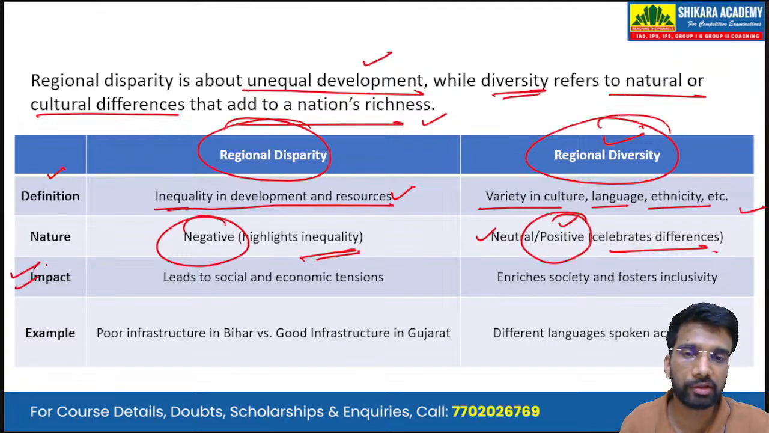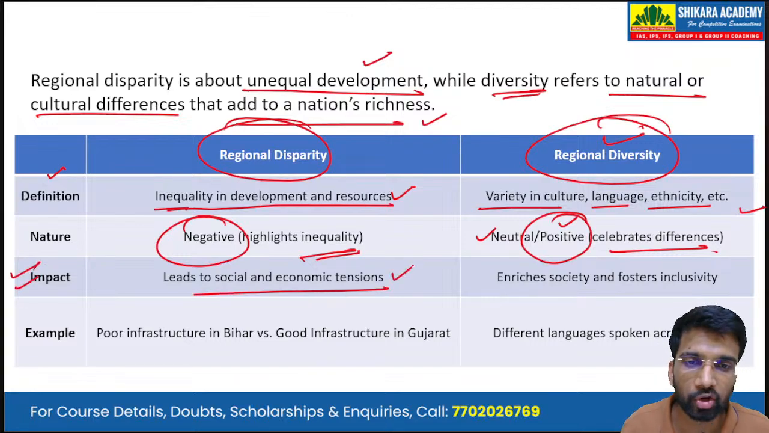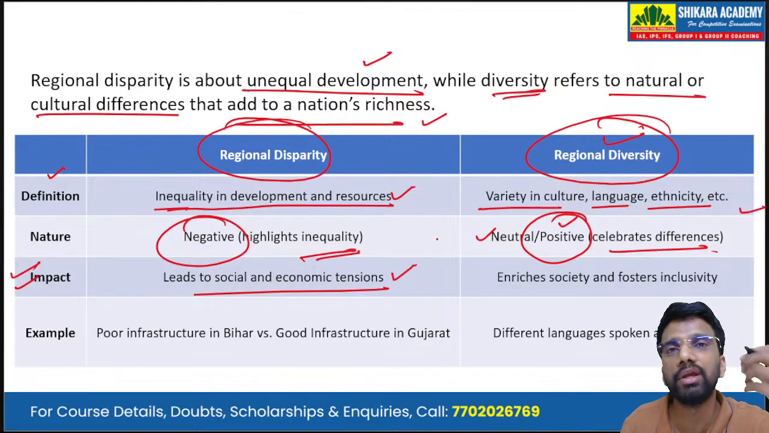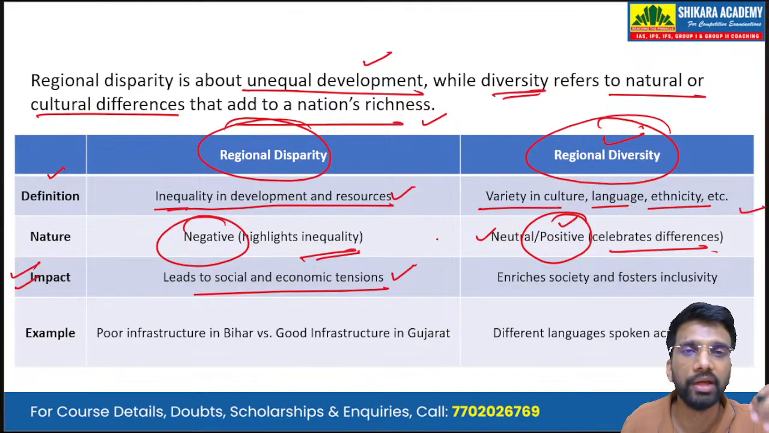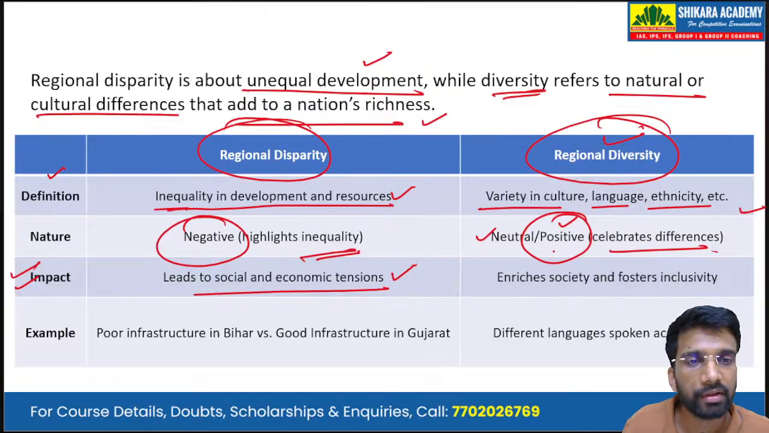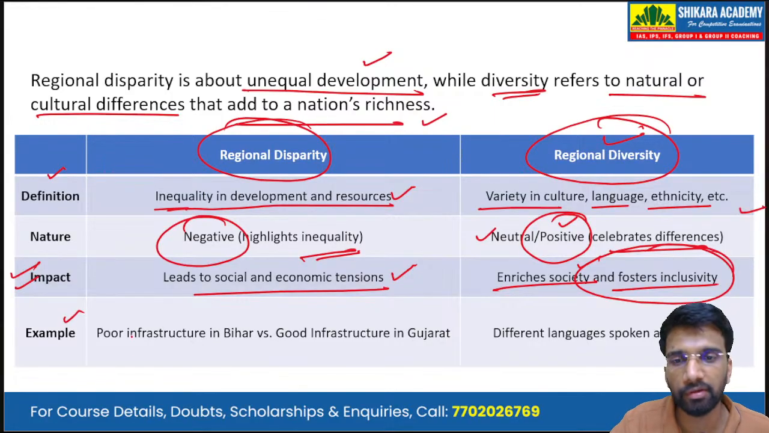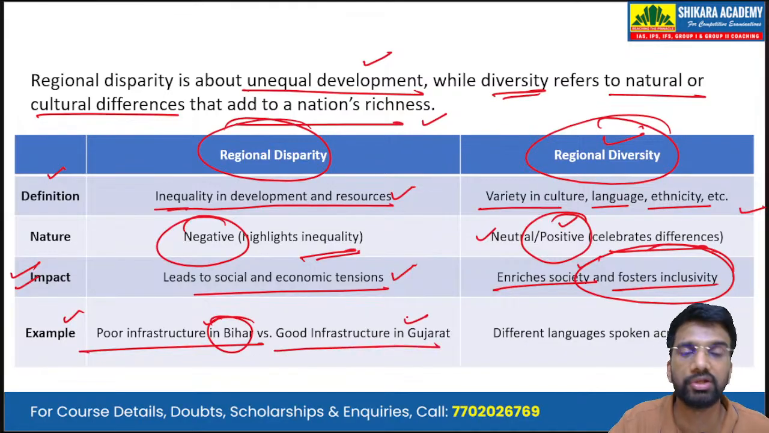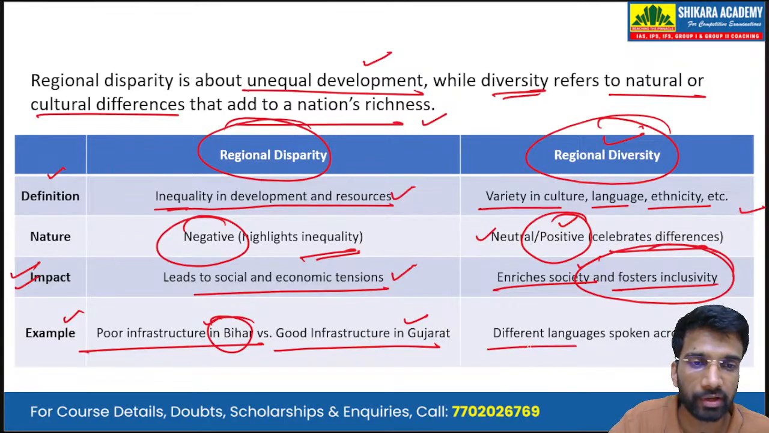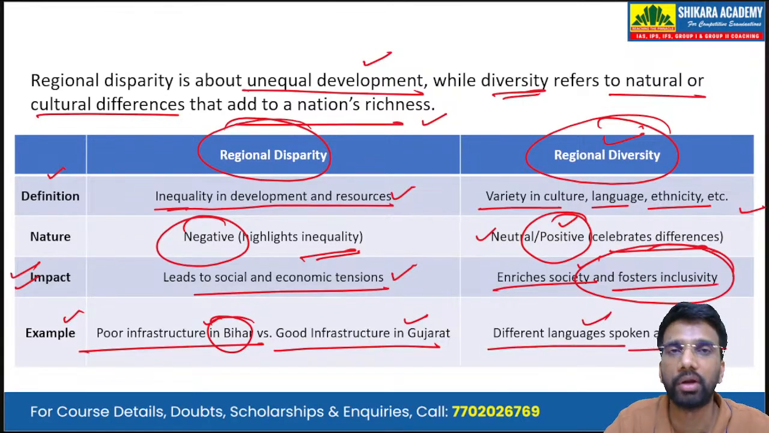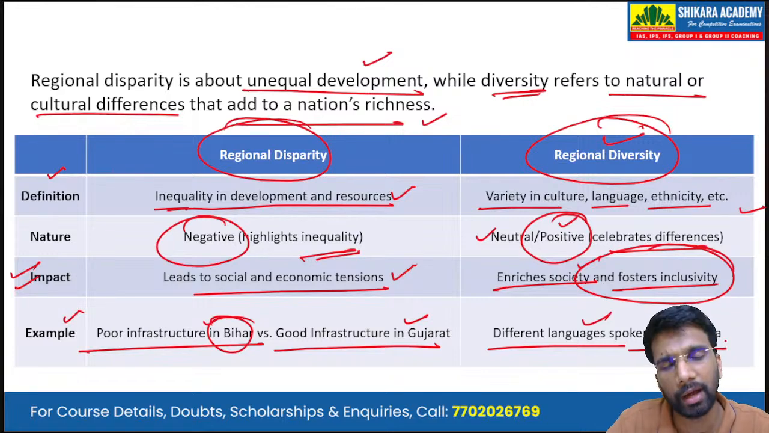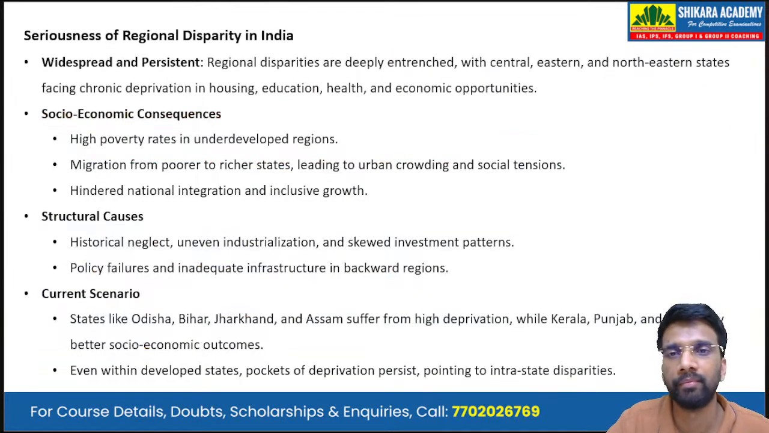Then, the impact of regional disparity is that it leads to social and economic tensions between the states, between the regions, or between the areas within the same states. The regional diversity enriches society and it fosters the feeling of inclusivity. For example, we can take the poor infrastructure in the state of Bihar versus good infrastructure in the state of Gujarat. For regional diversity, an example we can take is the different languages spoken across India or the different food habits that we have across the country.